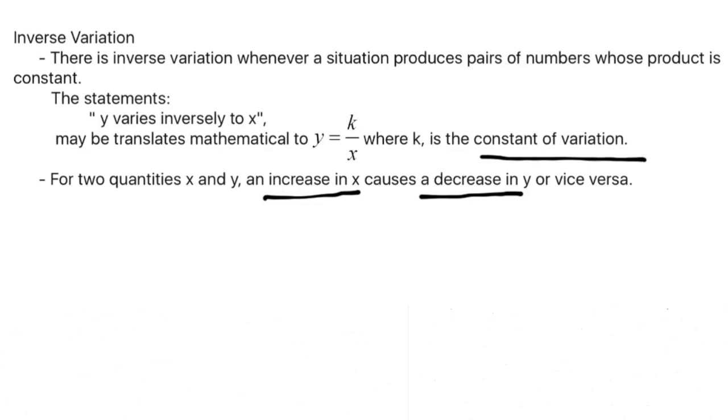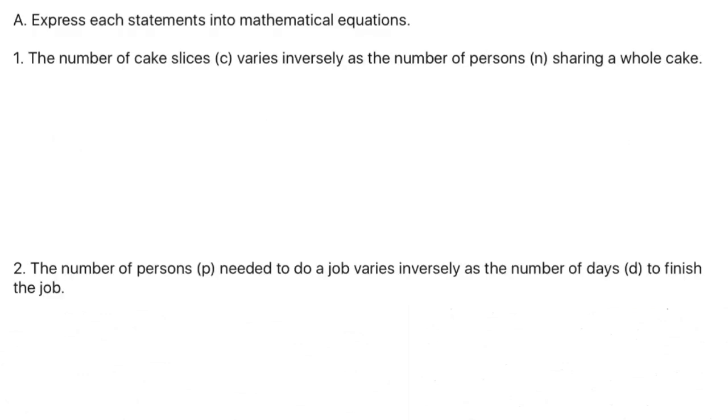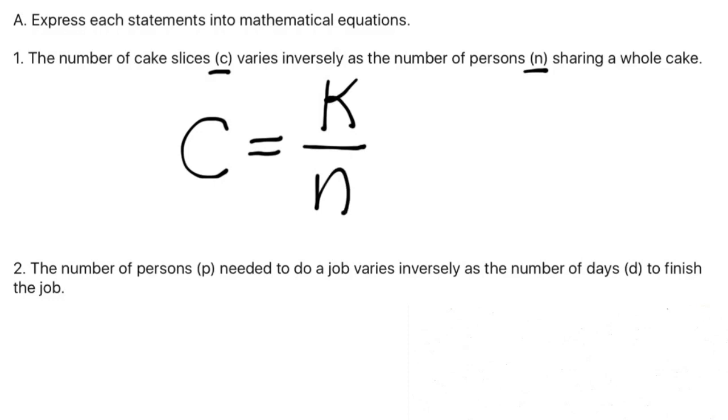So, let us have statements and then translate them into mathematical equations. Number 1, we have the number of cake slices C varies inversely as the number of persons N sharing a whole cake. So, yung C stands for the number of cake slices, while yung N stands for the number of persons sharing a whole cake. That would be C equals K over N, where K is our constant of variation.